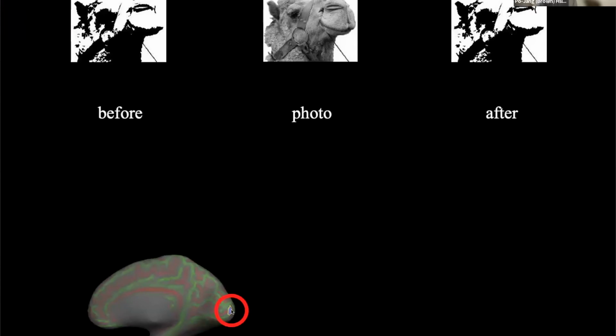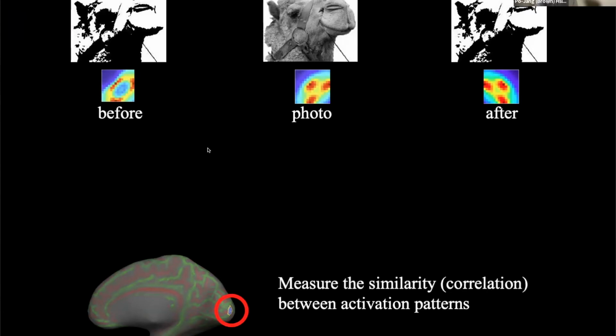For example, we can take an area, and we know that this area is composed of many different voxels. So we can simply check the activation pattern of this area. By examining the activation pattern in this region, we can ask, well, what happens in the brain in this area after you know what it is?